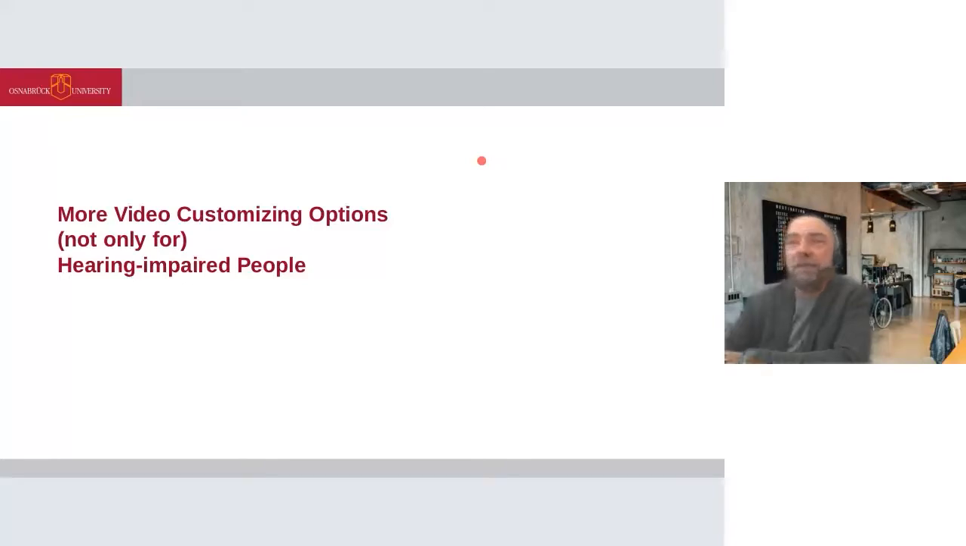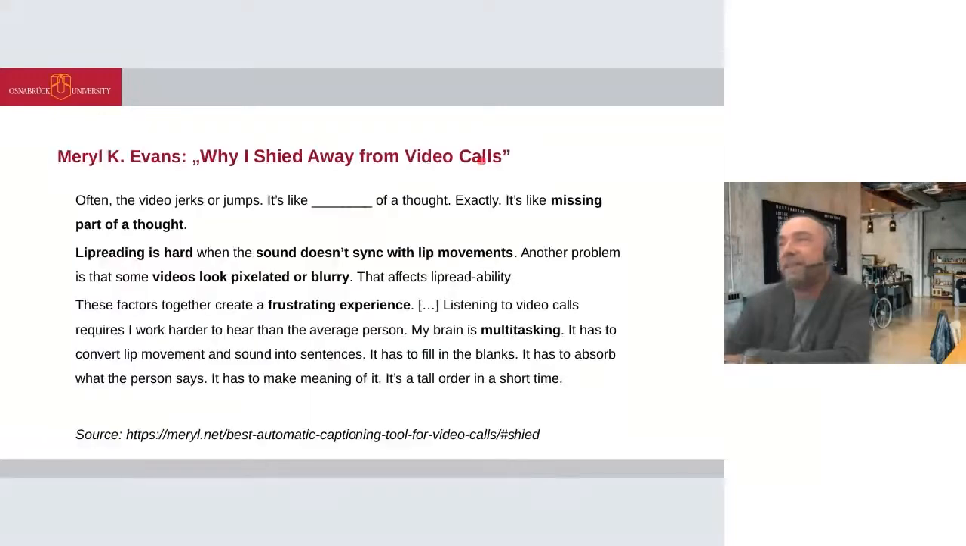So, more video customizing options, not only for hearing impaired people, second part. This is a text from Merle Evans. She is hearing impaired, but not deaf. She can hear something, but not so well. And the most interesting information she gets is from the lips. So she is lip reading, and this is okay for a normal situation, face to face, but it's difficult in a video conference. Why? Because the video stream and the audio stream are not in sync.